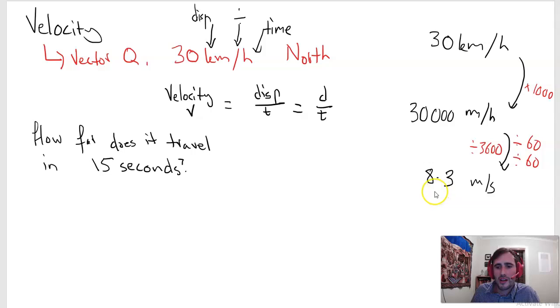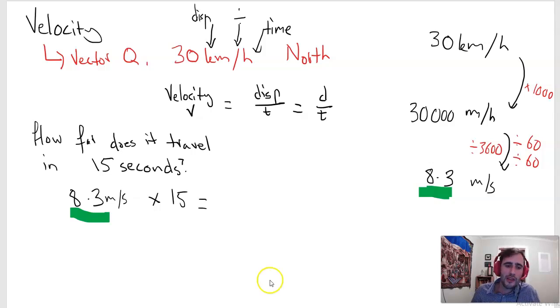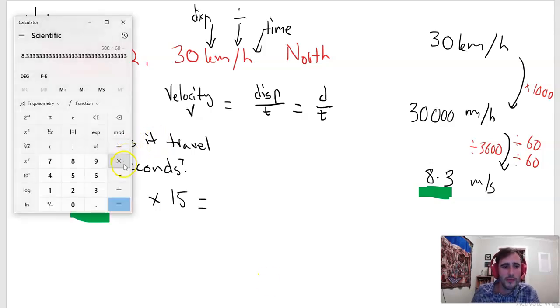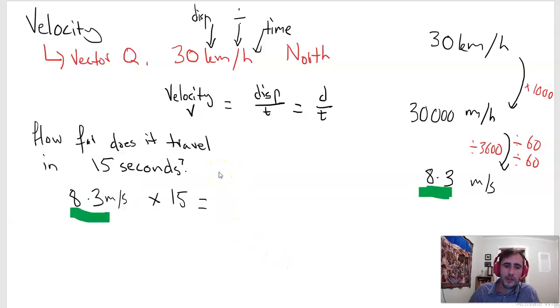So I'm just going to highlight this green so you know where I'm getting it from. The 8.3 meters per second is our velocity. And I'll have the units here just to help you folks out. You don't have to have units when you're working out, just the final answer. But 8.3 meters per second times by 15, and that's going to be times by 15, 125. So we've got 125 meters.